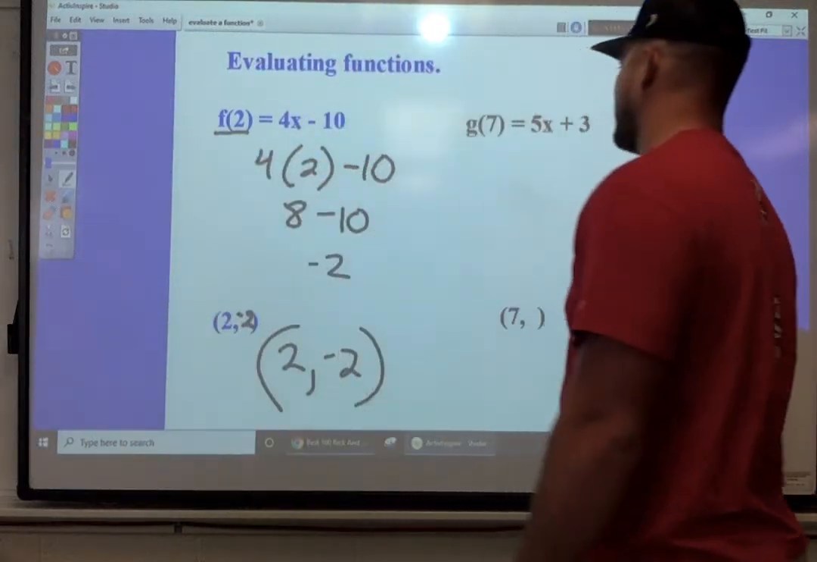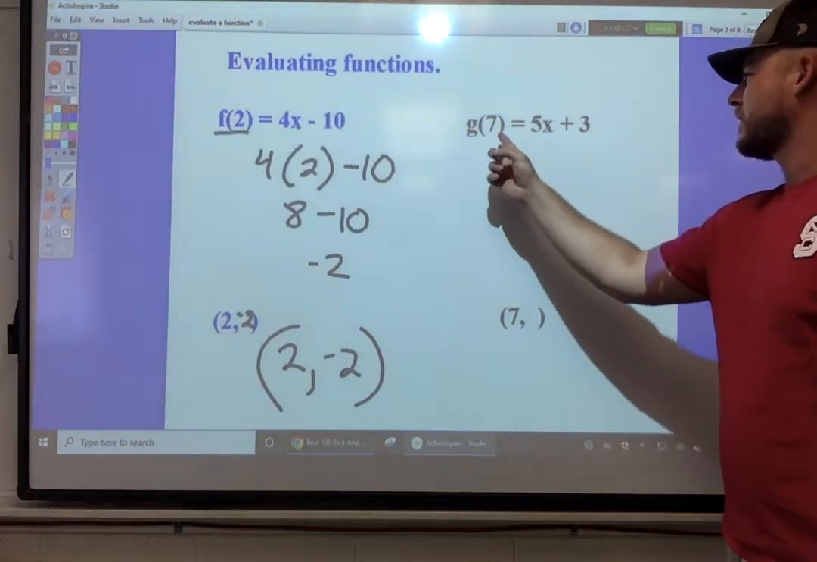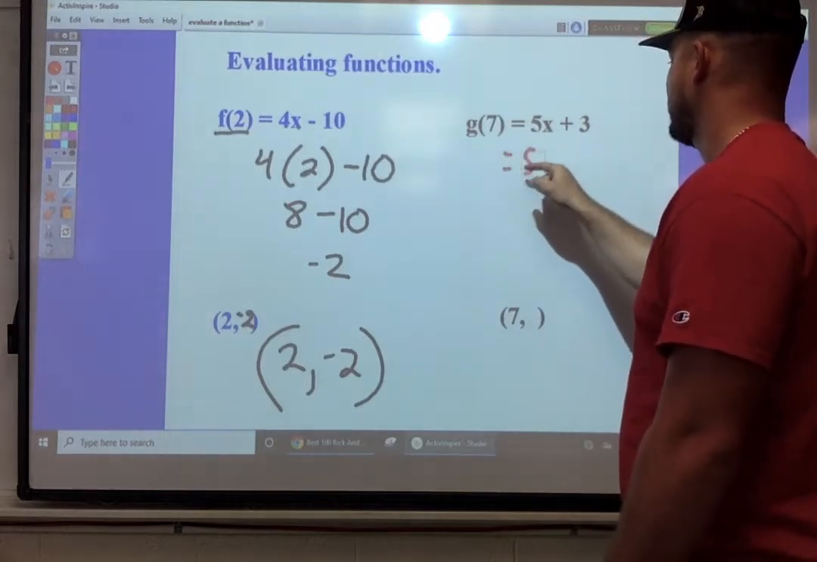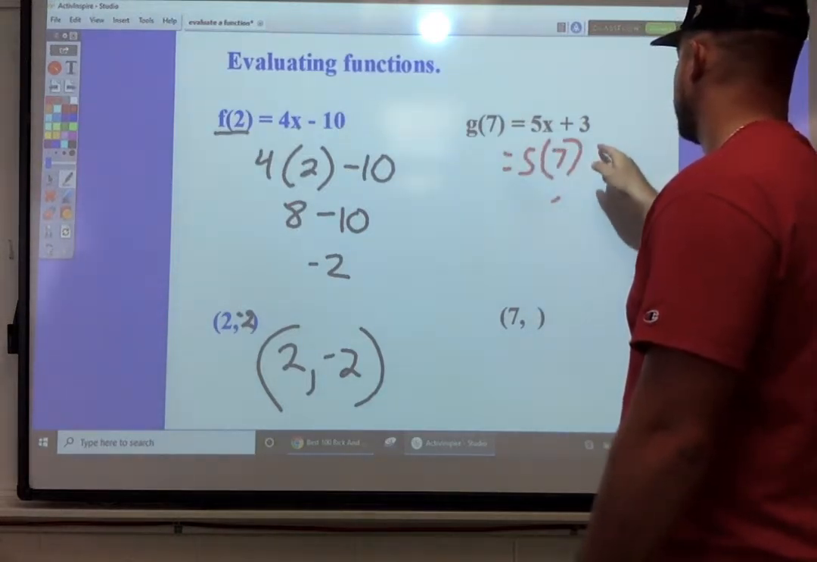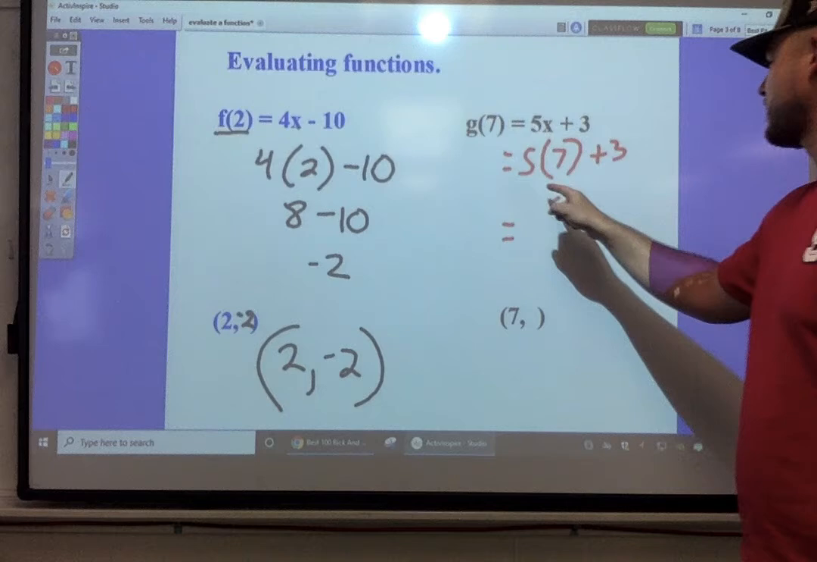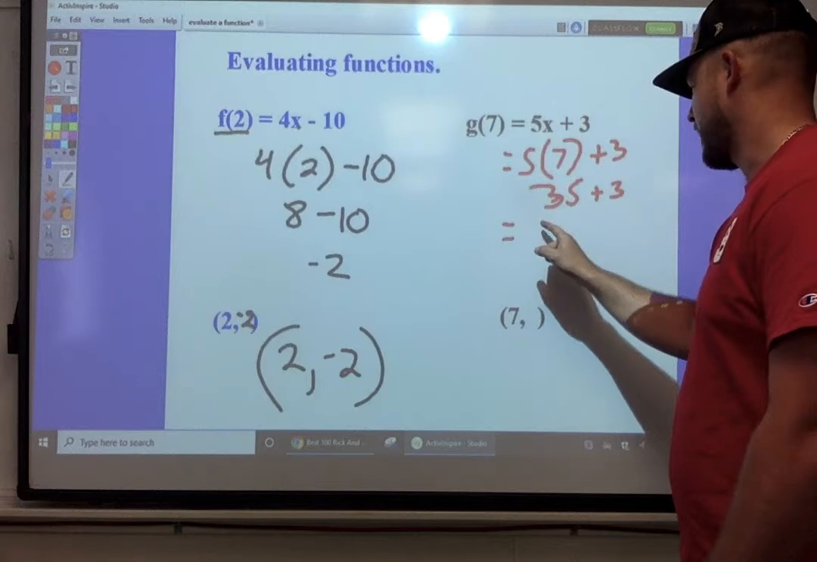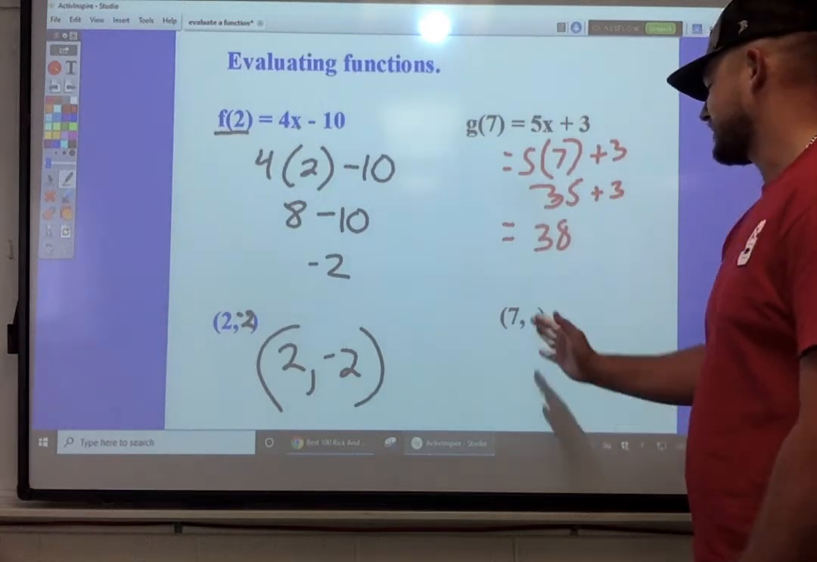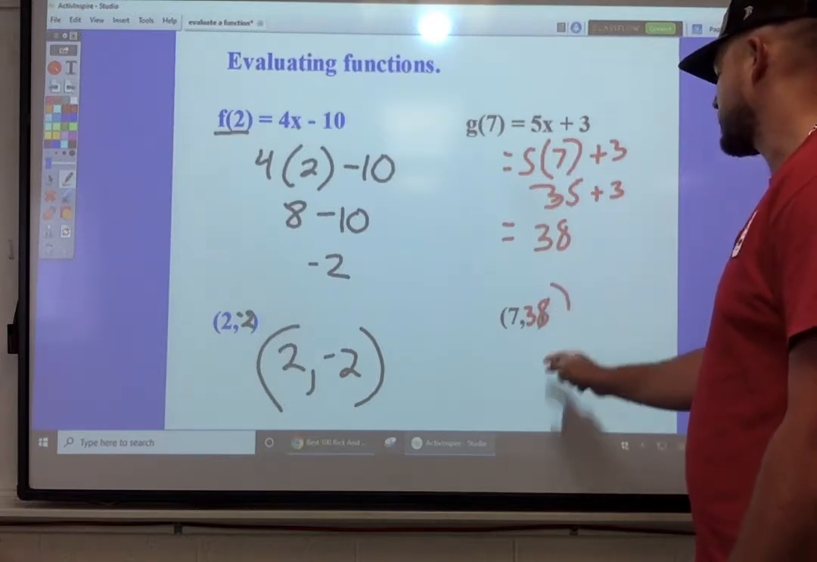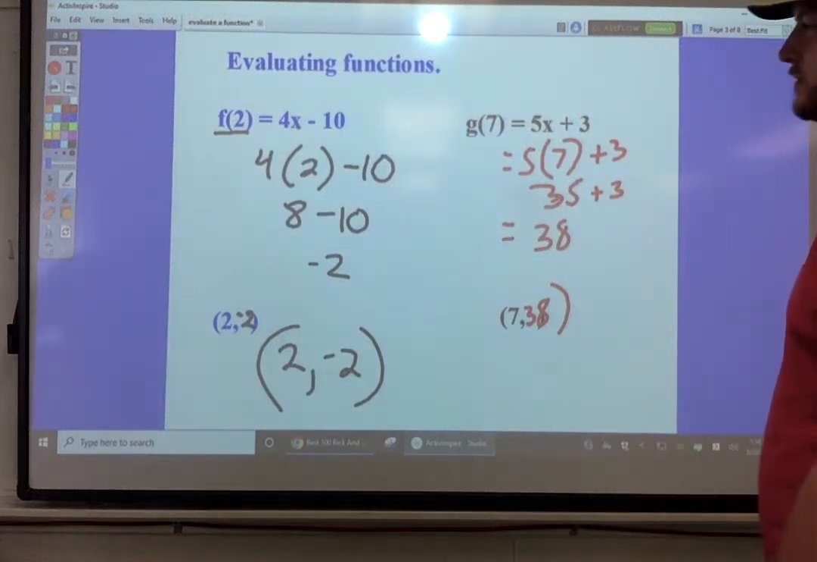So over here on the right, we've got g at 7 equals 5x plus 3. So we're going to plug in this 7 here for my x, right? So 5 times 7, and then a plus 3. Well, 5 times 7 is 35. Plus 3 more is 38. So when x is at 7, we are at 38. Right? You can see that. When x is at 7, we're at 38 for our y. We evaluated the function. Good job, our guy.